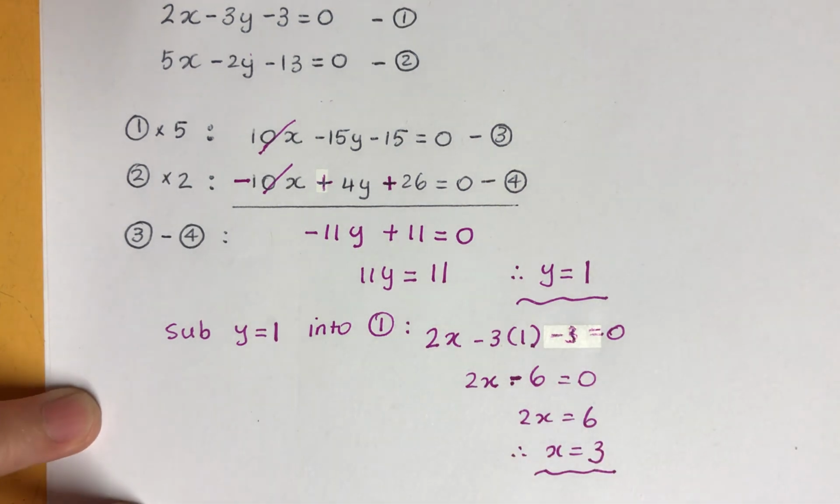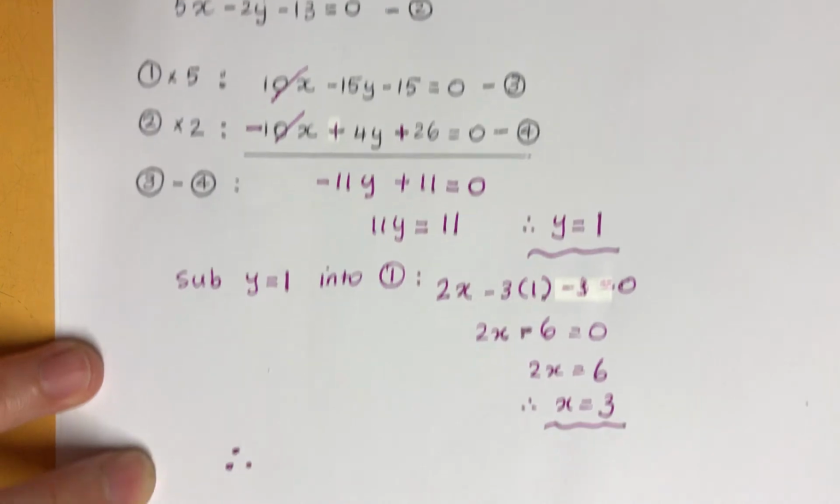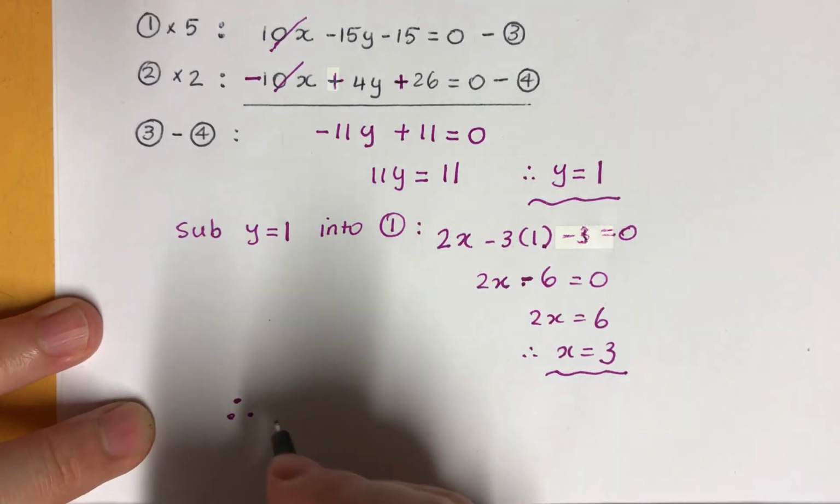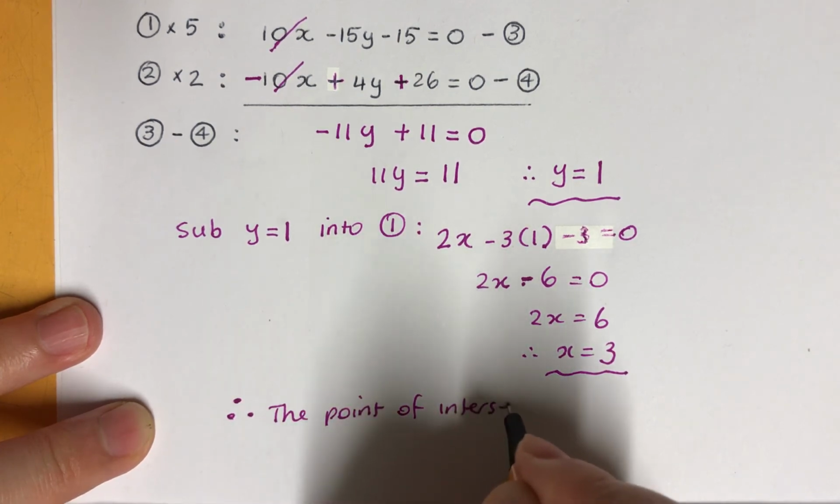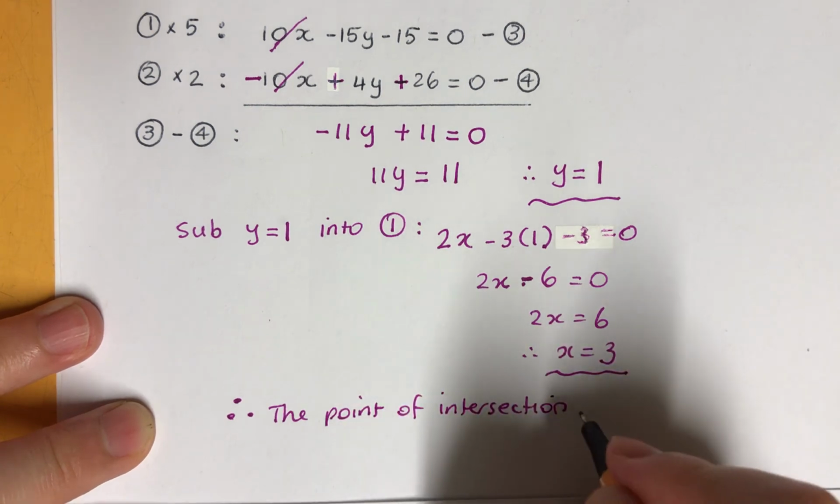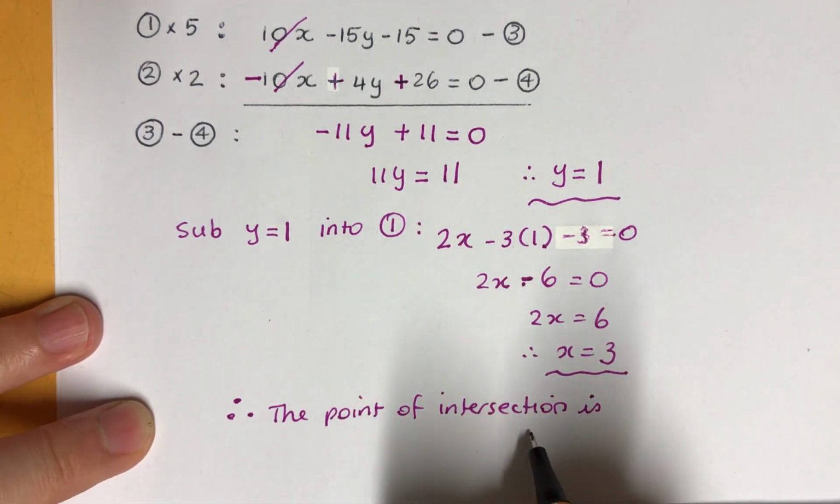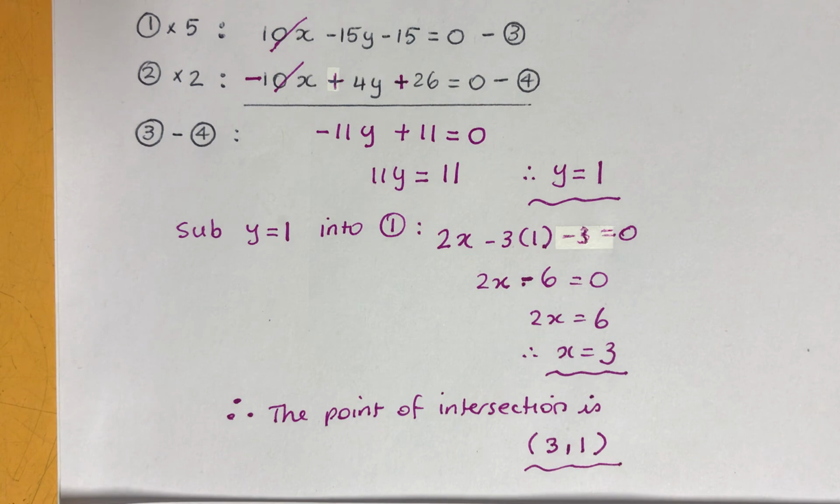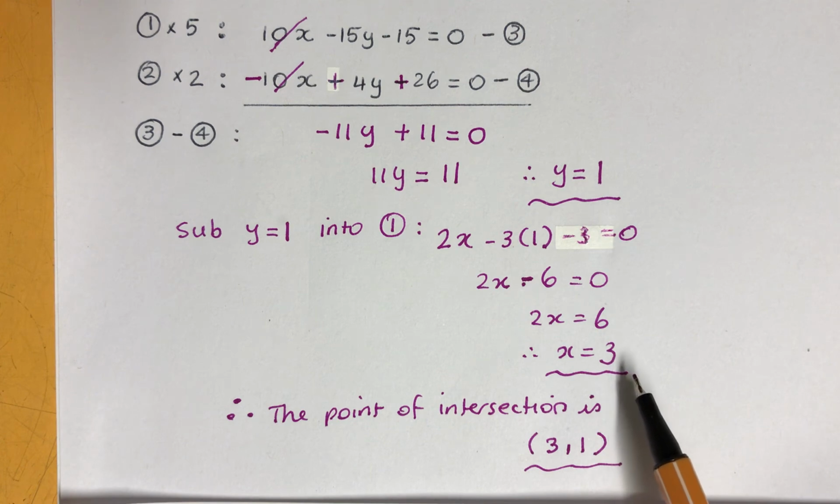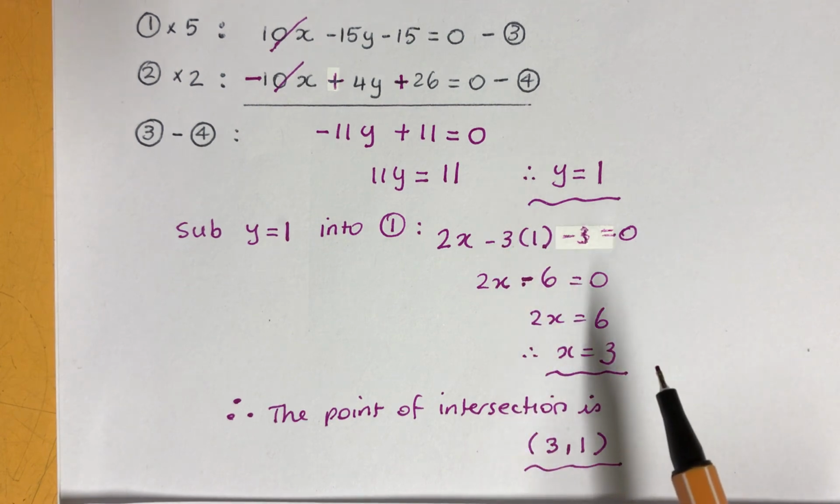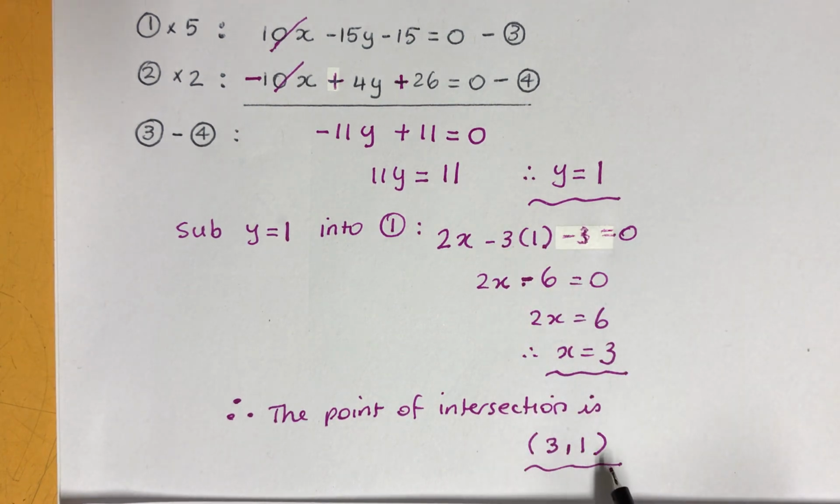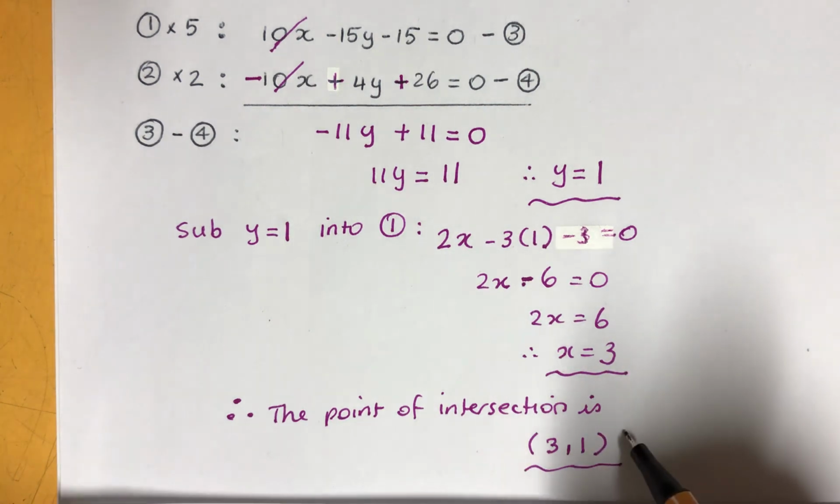Okay? So that's not really your answer. Your complete answer should be: the point of intersection is, I'm going to write on here, (3, 1). Okay, so it's always nice to actually answer the question properly, not just leaving y equals 1, x equals 3. That's not really answering the question. The question says find the point of intersection. So you need to write it in point form of x coordinate and y coordinate, and that's your answer.